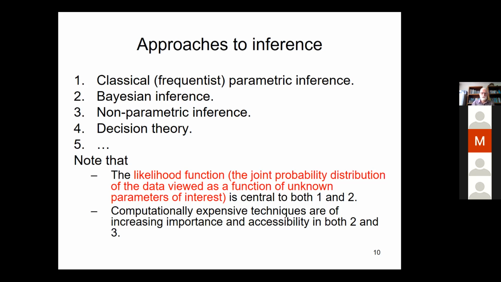One is the likelihood function, which is the joint probability distribution of the data viewed as a function of any unknown parameters that you're interested in. That is central to both approaches 1 and 2. The likelihood function is the key function for telling you about what's going on. It's a probability distribution of the data, but because you're interested in parameters, you view it as a function of the unknown parameters. And the other thing here is that we're getting into more and more computer intensive techniques coming from things like machine learning and artificial intelligence.